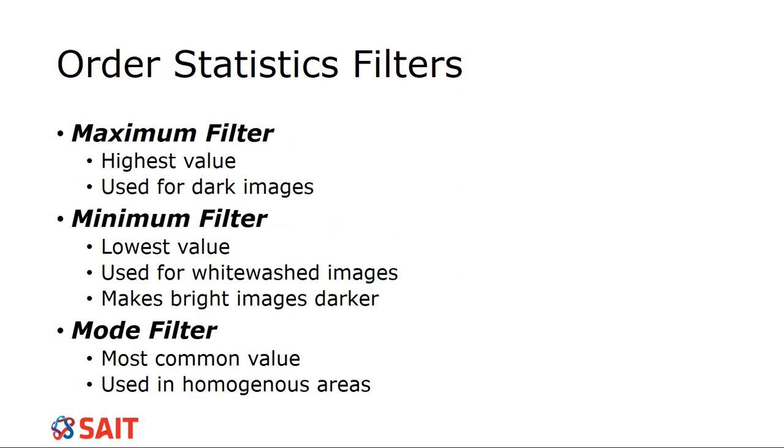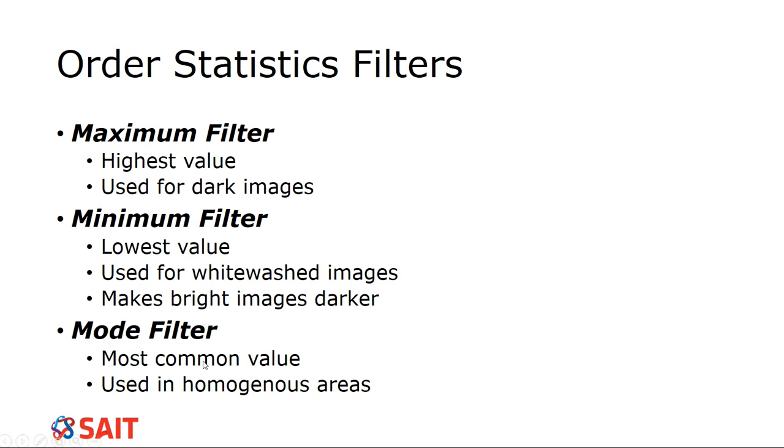Then there are other statistics filters like the maximum filter, minimum filter, and mode filter. The maximum filter takes the highest value. Usually you'll use that for really dark images if you're confident there's not a lot of noise. The minimum filter is for whitewashed images, trying to generalize what's going on if it's too whitewashed in a certain area or overall. So it does make bright images darker.